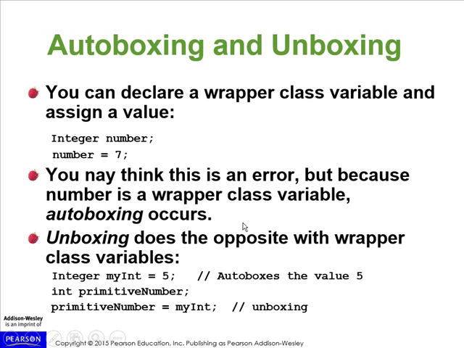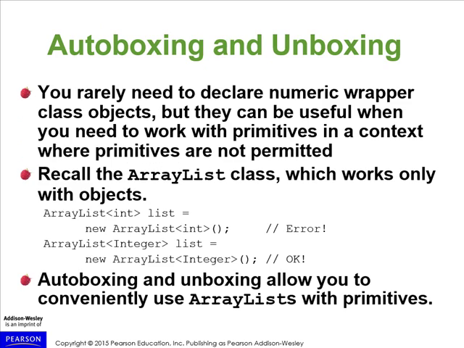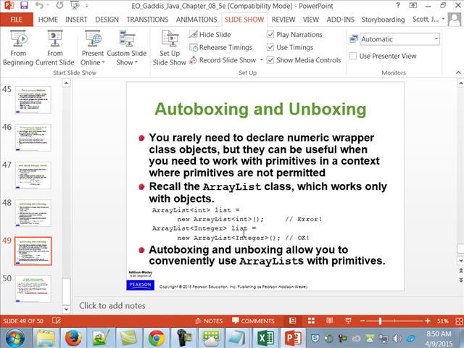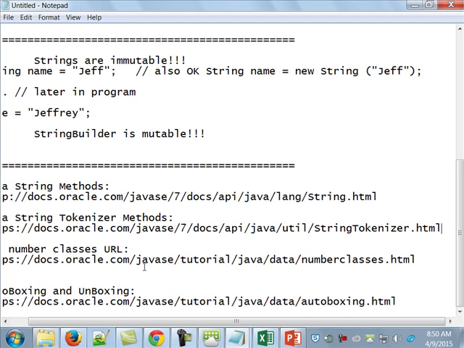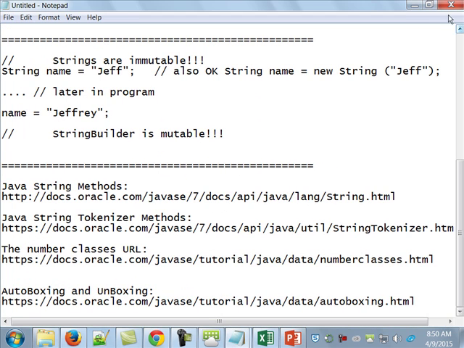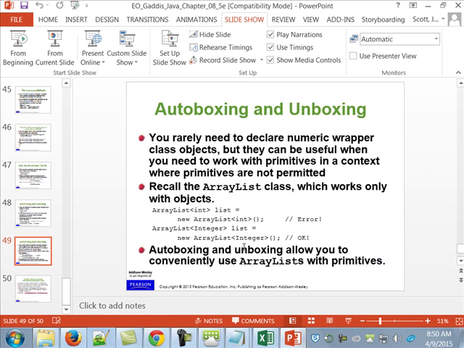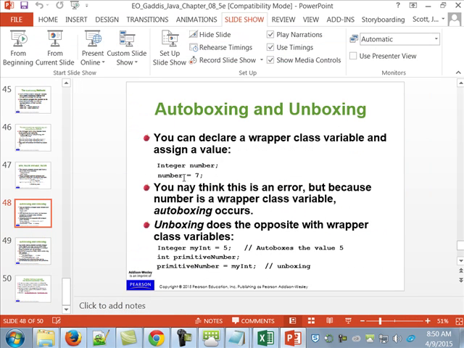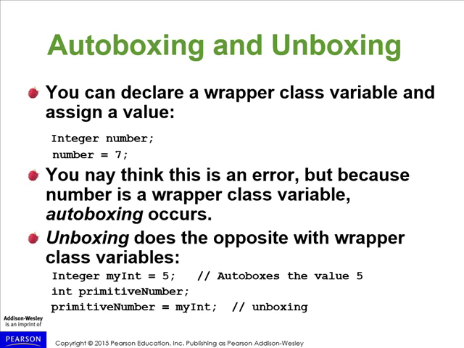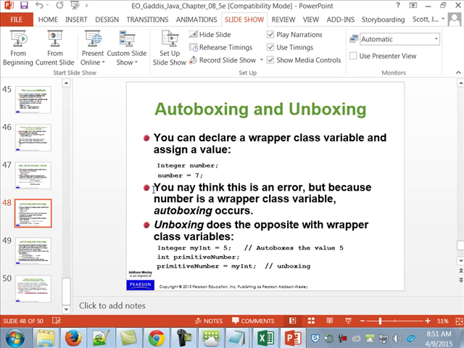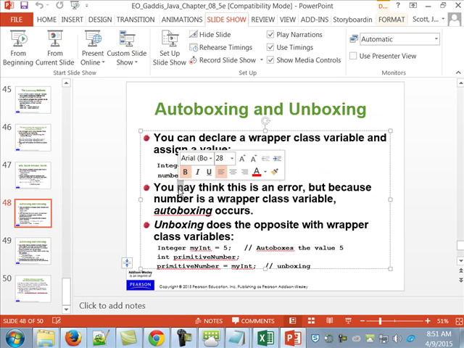Alright, and the last thing that's really discussed in here, I think, yep, that's it, is this boxing and unboxing. And again, I already showed you a URL for this. I'm not going to run through that right now, but let's just take a couple minutes because we only have about 3 slides left and then we're finished to just go over this. It says you can declare a wrapper class variable and assign it a value. Remember, that's a capital I. Integer number equals 7. And there's a mistake on the slide here. It should be you may.